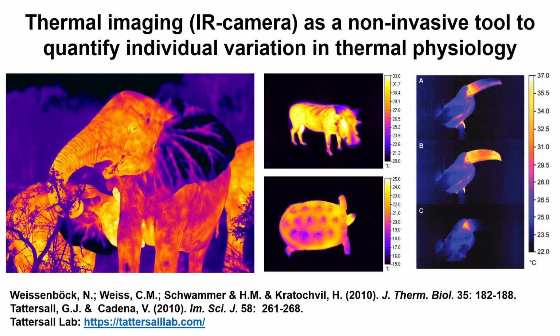They're also very difficult because body temperature is difficult to measure. Thermal imaging, infrared cameras, is a non-invasive tool where you can quantify individual variation in thermal physiology, assuming that there is a correlation between the external body temperature, the surface temperature, and the internal body temperature, which there typically is. The strength of this correlation varies, but there typically is. So here are some nice examples of animals from Glenn Tattersall's lab, measured in more or less similar environments.